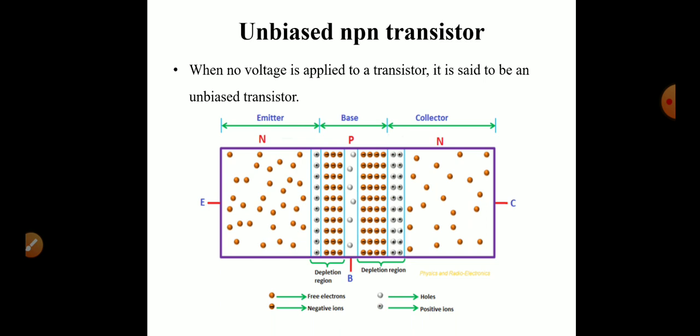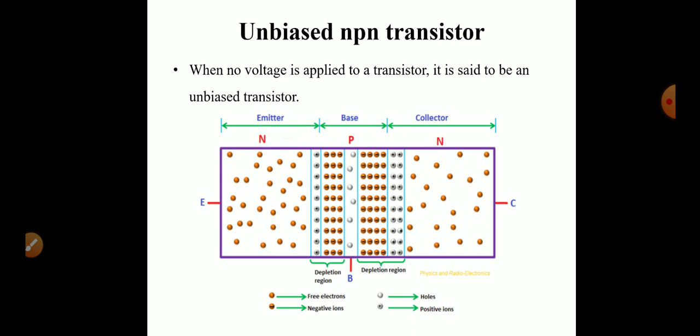Compared to the emitter base region, the depletion region is larger in the base collector junction. In the collector region, the doping level is lower compared to the emitter region. That's why the depletion region penetrates more into the collector region, and a very large level of penetration happens on the base side in the base collector junction. So in an unbiased transistor, the depletion region width in the emitter base junction is smaller compared to the base collector junction.